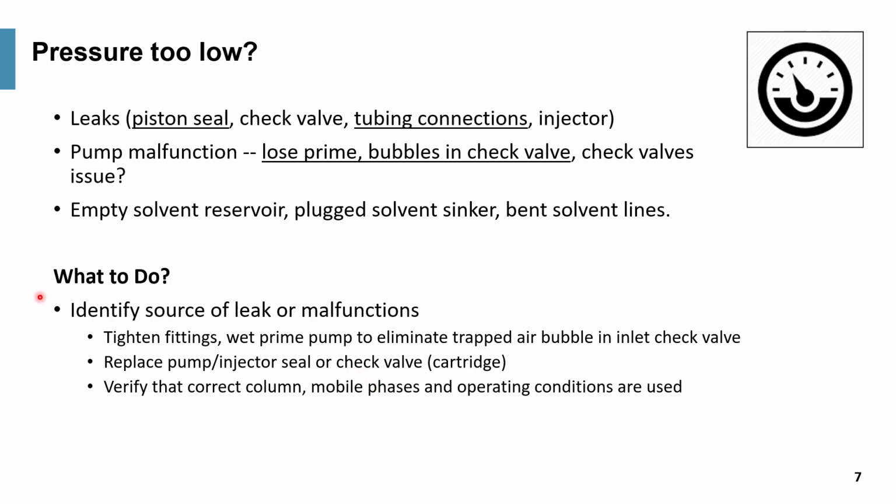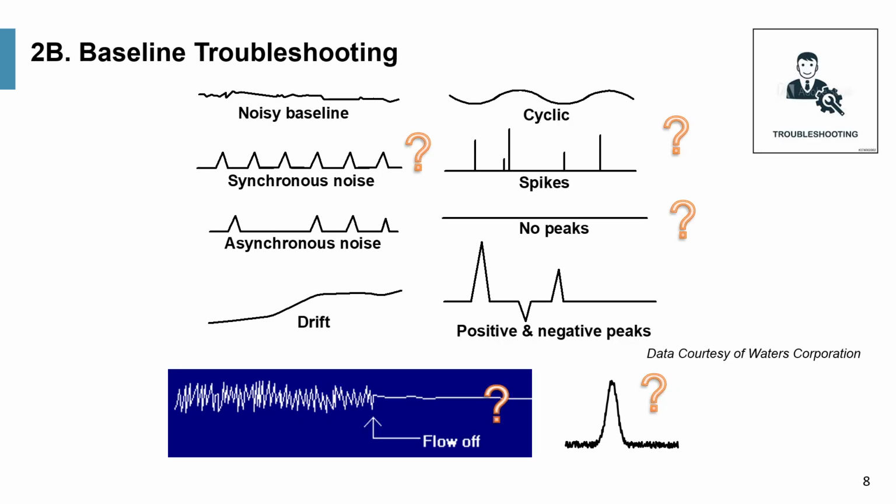And those are the list of what to do, how to identify the source of leak or malfunction. Next category, baseline problem. I'll show you in terms of picture: a noisy baseline, a very common cyclical noise. Synchronous noise is typically caused by the pump, right? We talk about that later. This spike is very easy to diagnose, and we will talk about that later. There are others which are less common, like asynchronous noise.